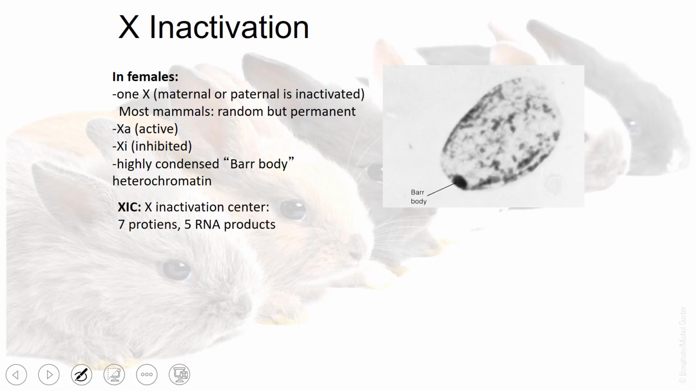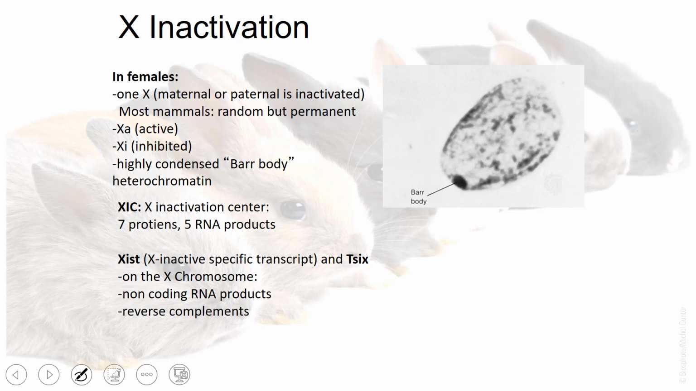Okay, and again, we've got the XIC, the X inactivation center, which is a composite of 7 proteins and 5 RNA products, and almost all of them are transcribed from this area here, the X inactive specific transcript. And this is on the X chromosome, codes for non-coding RNA products, these 5 RNA products, and they are reverse complements. They go and they blanket that X chromosome and ultimately deactivate it.